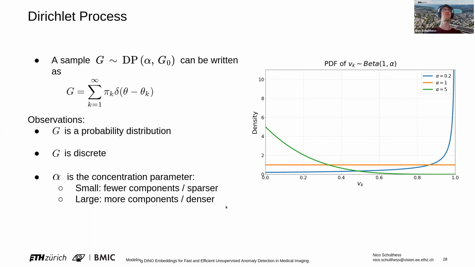So we end up with fewer components, and all the remaining ones just have minimal weights. However, when alpha is large, then it's most likely to only break off a smaller part of the stick. So we tend to end up with more components, or have a denser model on the theta space.